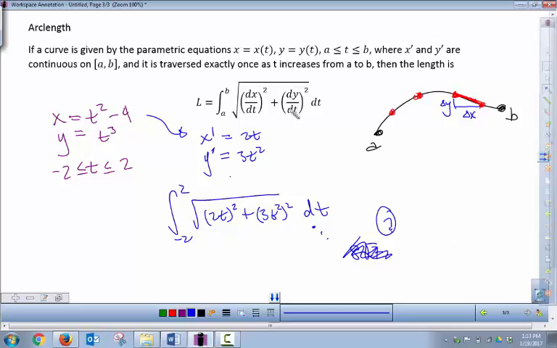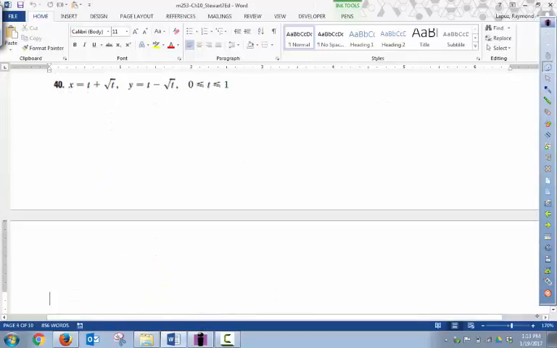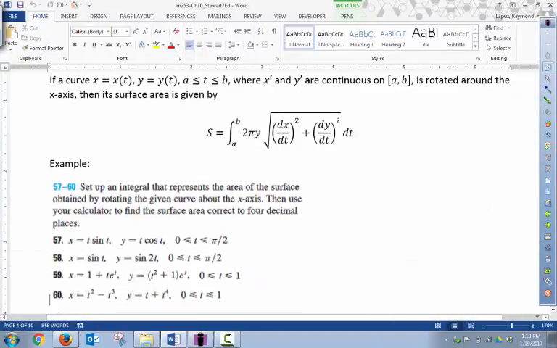I think the important part is looking at this formula. Later on, we're going to look at other arc length formulas, and we're going to revisit this arc length formula. And so I'll just remind you when it pops up again. Okay, I think that's it for the... Oh, here's the surface area.